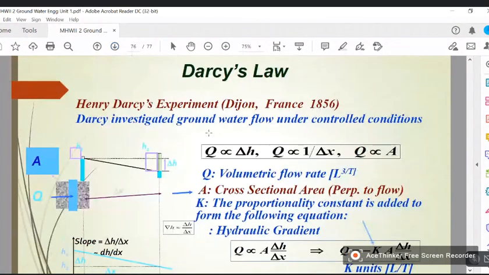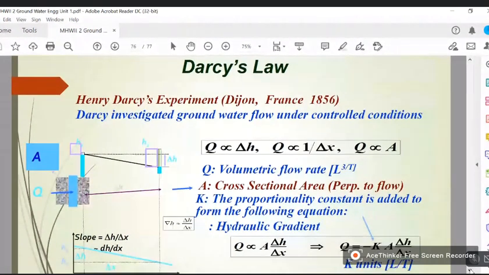Yeah. So Darcy's experiment: Q is proportional to delta H. If you consider the area, he has shown that Q is proportional to area times delta H by delta X. So removing this proportionality, he has introduced Q is equal to minus K A delta H by delta X.